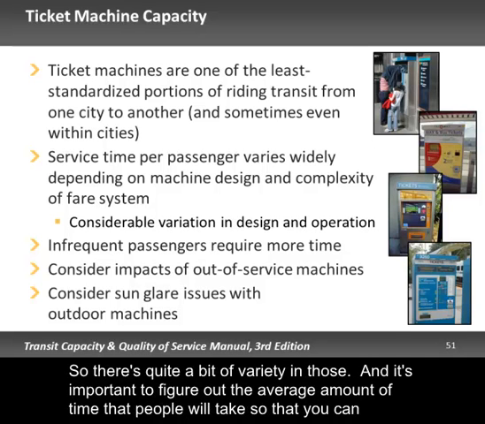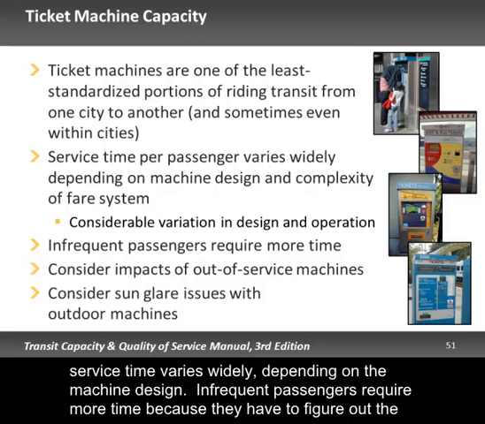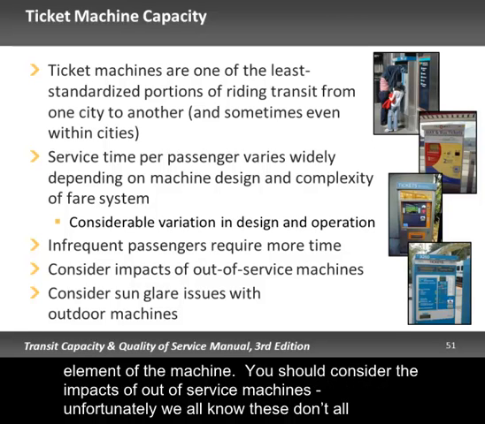So there's quite a bit of variety in those, and it's important to figure out the average amount of time that people will take so that you can adequately provide service when you have a steady stream of people who are seeking to purchase tickets. A few factors in that: the service time varies widely depending on the machine design. Infrequent passengers require more time because they have to figure out the fare system, figure out what they need to get where they're going, perhaps get used to handling either the credit card or the cash element of the machine.